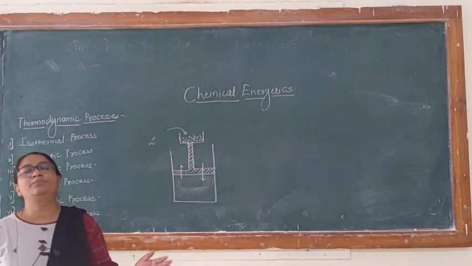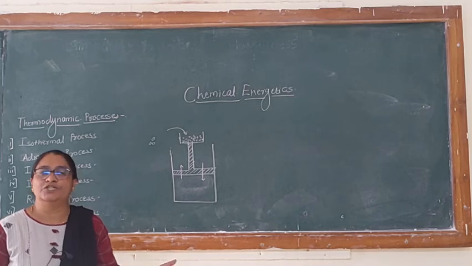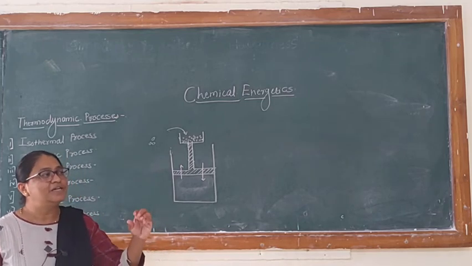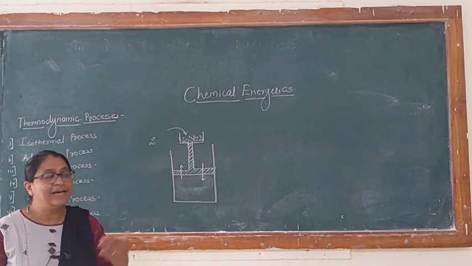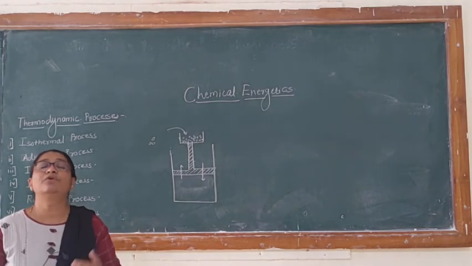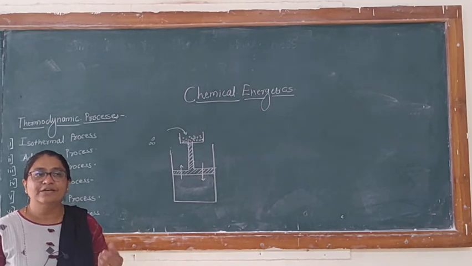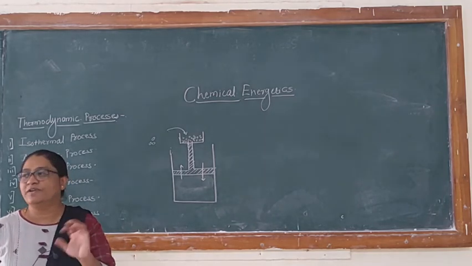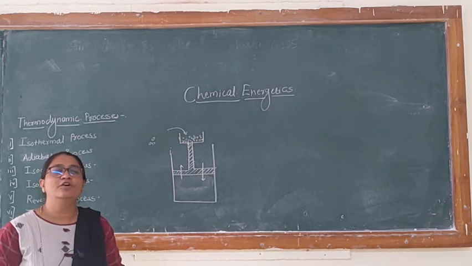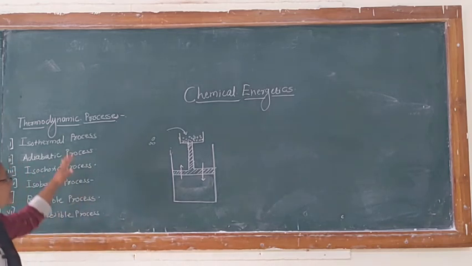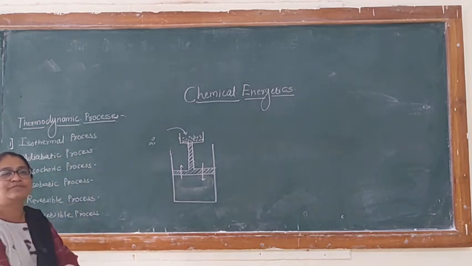Generally, all the natural processes are irreversible in nature. For example, the transfer of heat from a hot body to a cold body. Another example is the downhill movement of water. So these are examples of irreversible processes, and these cannot be reversed. So these were the thermodynamic processes.